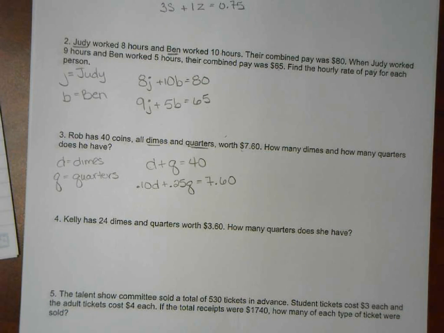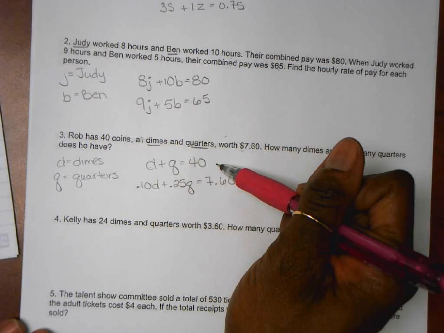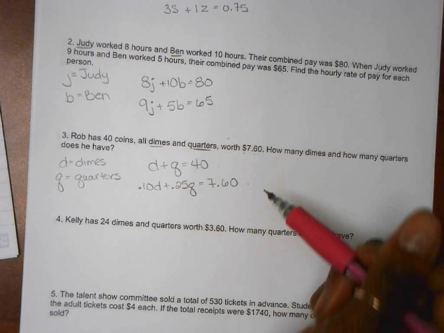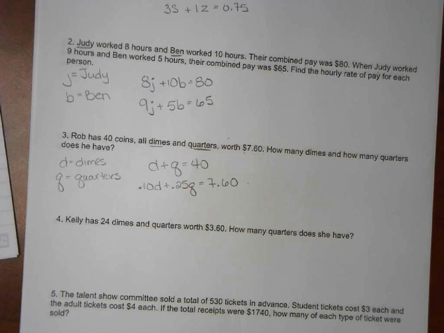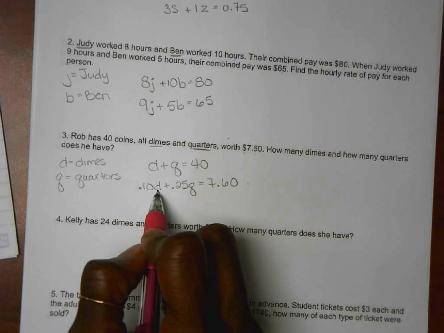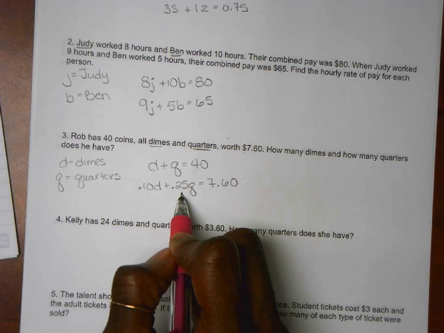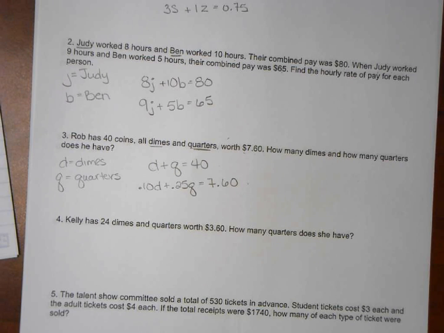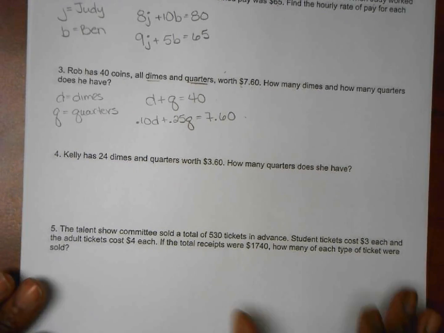So a little thing that you want to pay attention to, especially when you're talking about money, because sometimes I just need to tell you how many coins there are, or bills sometimes, and then you have to put the monetary value, that is, how much is each coin worth. So I know dimes are worth 10 cents, I know quarters are worth 25 cents. Now I'm ready to solve. So again, substitution, elimination, you would get to decide for that. Okay? All right, how about Kelly?